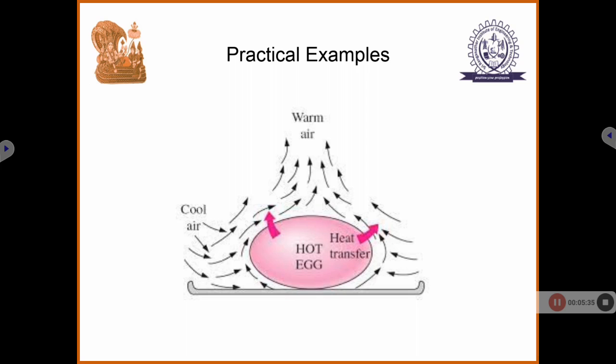A hot egg cools down after a few minutes. When we eat a boiled egg, a very hot boiled egg, we cannot have it immediately. So what we do is we leave it in a room, or we immerse the hot egg into the water, and the egg will cool down.